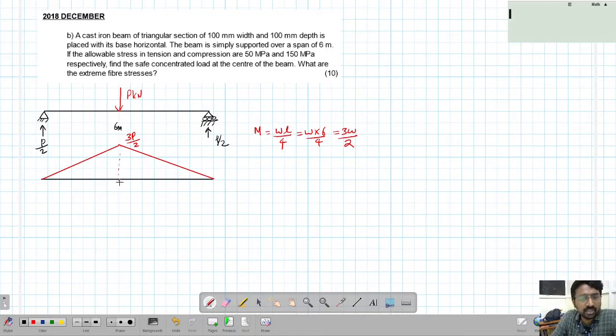Now why is maximum bending moment important? Because in this beam, all the cross sections are same. The maximum bending stress will occur where the bending moment is maximum. So that is why maximum bending moment is important for us. Now what is the dimension of the beam?